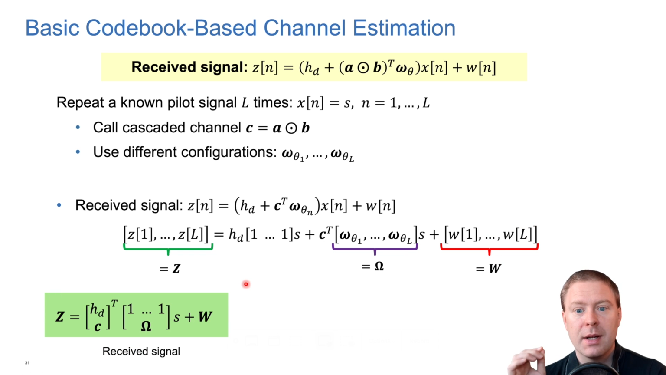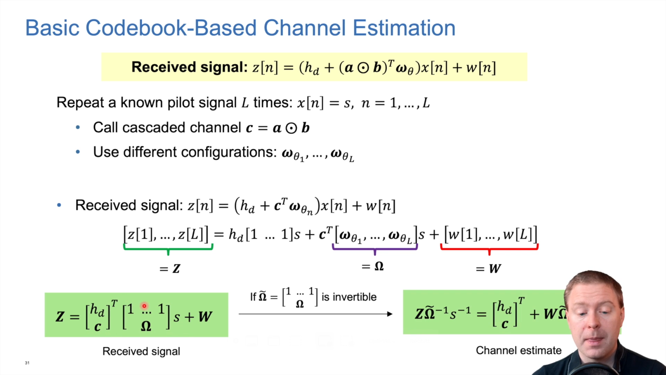And what I'm after is to learn a channel. What is the channel? It's HD and C. I'm not trying to estimate the individual A and B channels, because it's only the cascaded channel C that matters for us. So how can we figure out what would be the channel here?